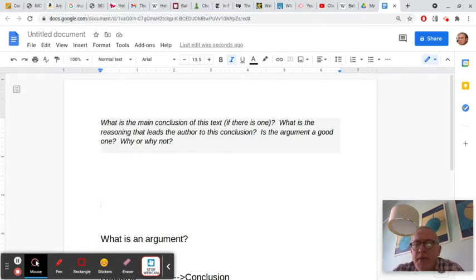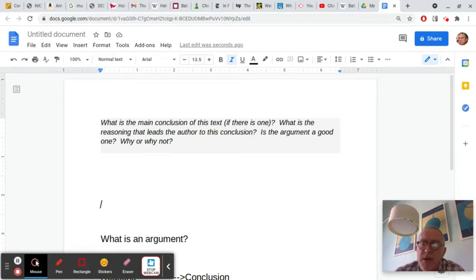But I thought I might point out a couple of things that were helpful to me as I was studying philosophy and teaching philosophy. Let's look at the structure first of the weekly assignment, which is right here. What is the main conclusion of this text, if there is one? What is the reasoning that leads the author to this conclusion? That's the first part, right?